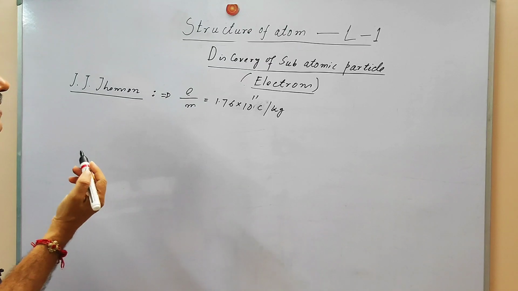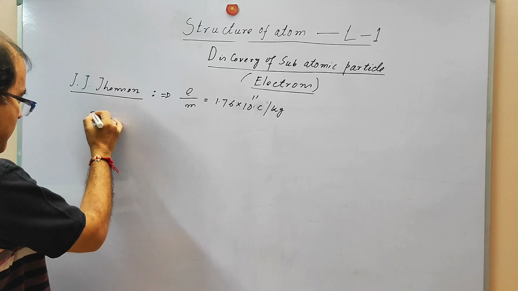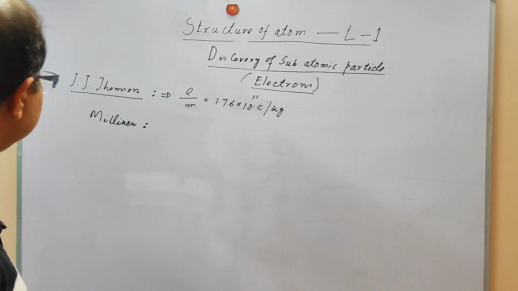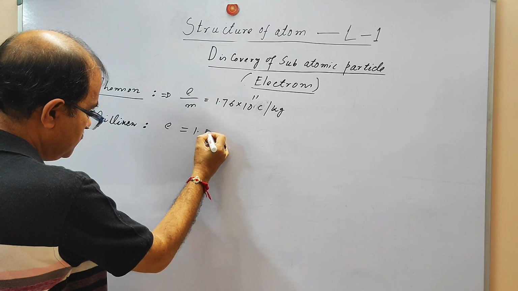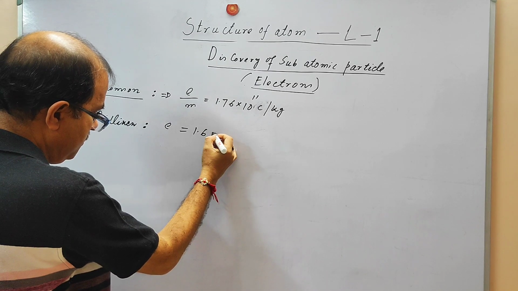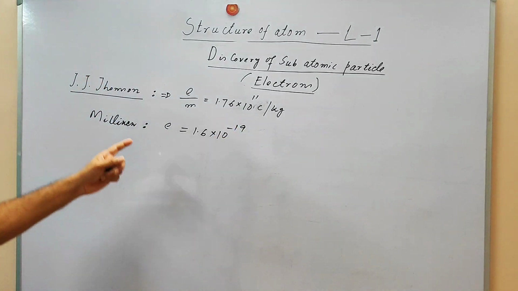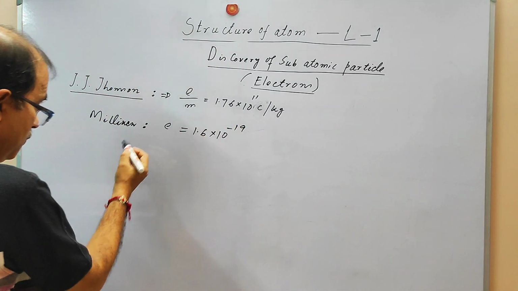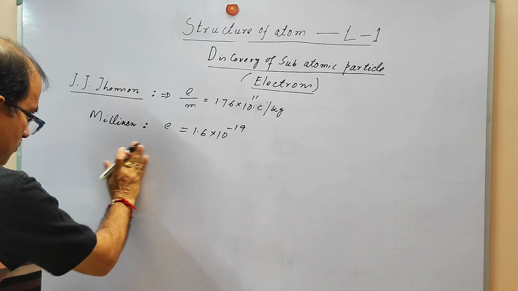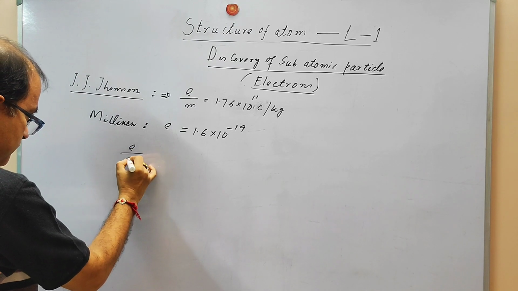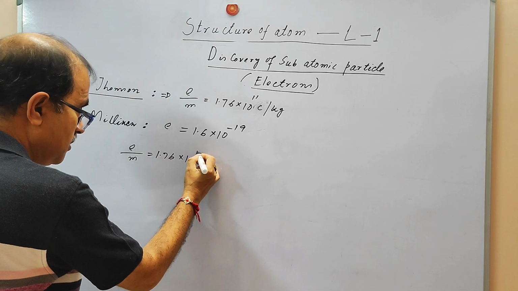So this is the e by m ratio that is calculated by J.J. Thomson, and another scientist, Millikan, gives the charge of the electron as 1.6 into 10 to the power minus 19. Now if we put these two values in the e by m, it is given by 1.76 into 10 to the power 11.